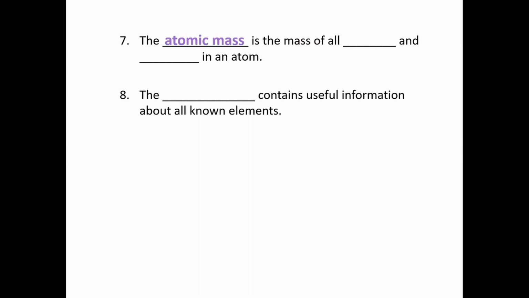So when we're looking at these, we'd want to not just be familiar with what an atom is and the basic structure, but also what are the different elements and how do we organize them and what information can we get from them. So the atomic mass is the mass of all the protons and the neutrons in an atom. Remember I said that the electron is so teeny tiny that its mass is basically negligible. So we don't really count that so much. And the periodic table is going to have useful information, like atomic mass, about all of the known elements.